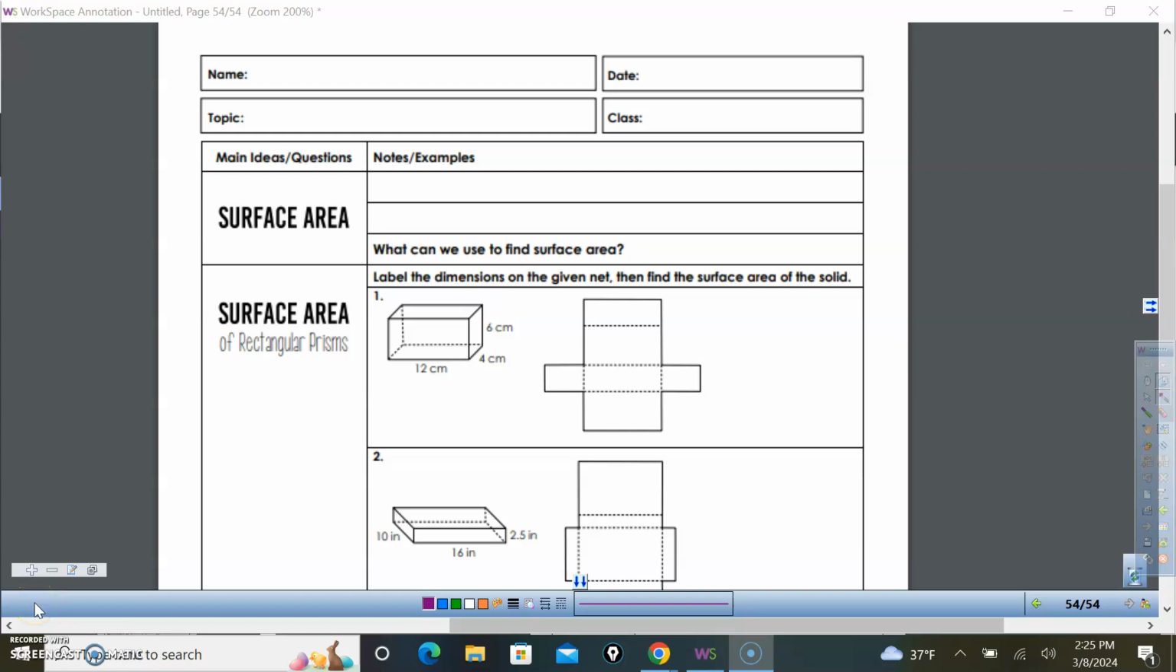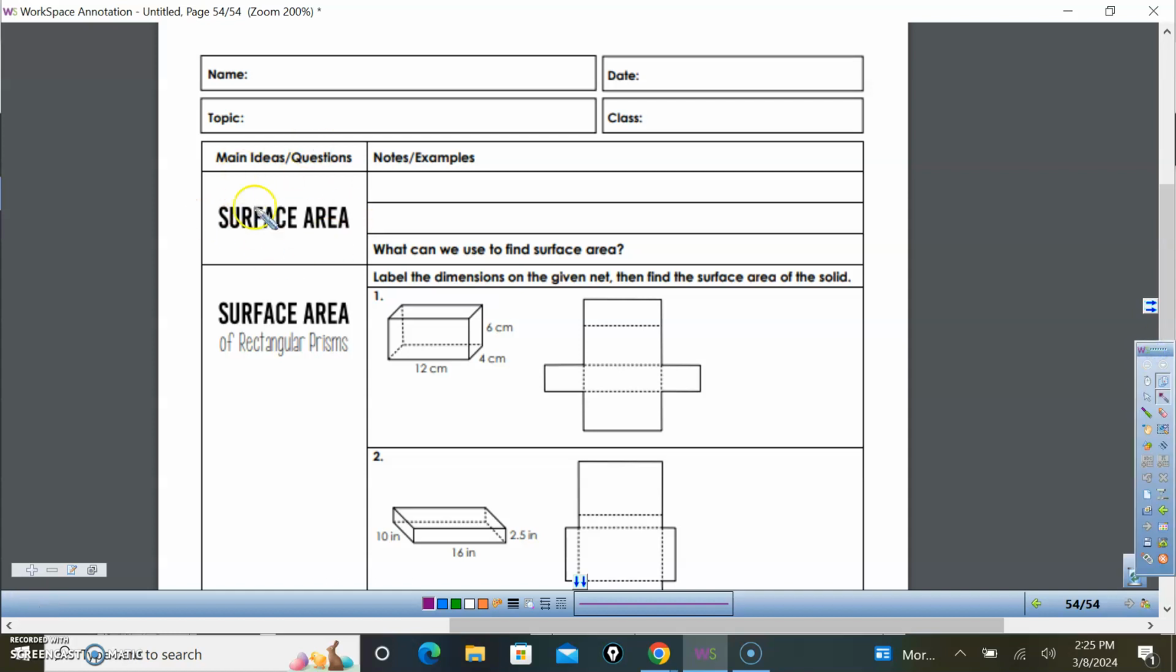All right, we're going to go ahead and get started on our notes covering surface area. So throughout this chapter, we're going to be doing surface area of many different 3D shapes, but today we're going to focus primarily on rectangular prisms and cubes.